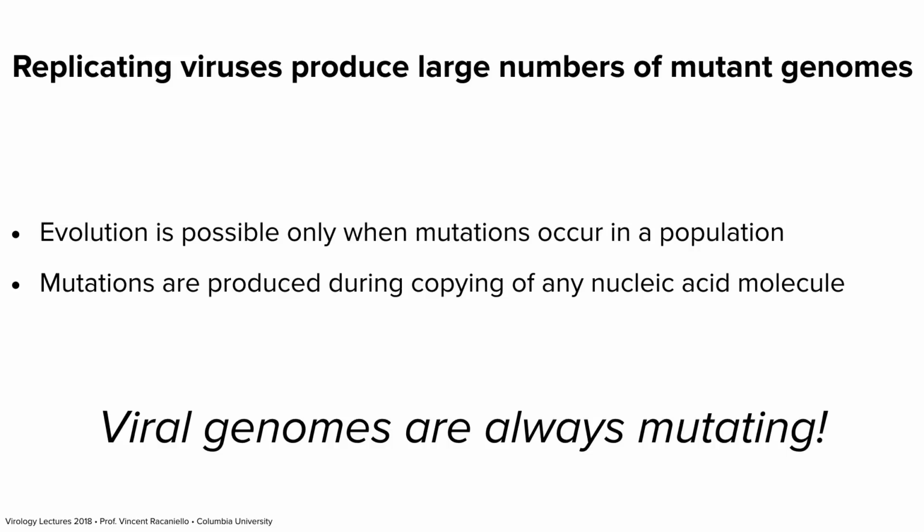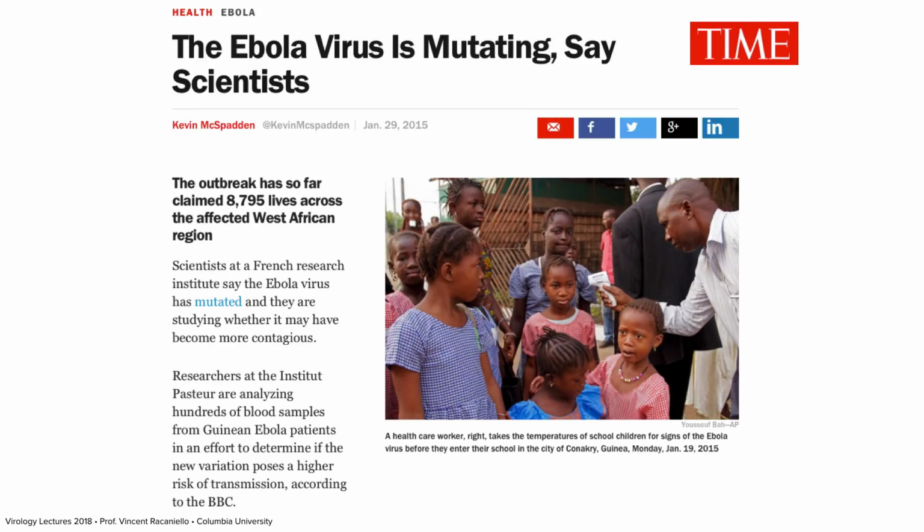Evolution is only possible when mutations occur. We're going to talk about that a lot today. Viruses mutate at every replication. That is because, as we've already mentioned, polymerases are error-prone, and that fact alone has actually been selected for, as you will see. Viral genomes are always mutating, and so it drives me crazy to see headlines like this: the Ebola virus is mutating. You can find this on a daily basis in the press for any virus. This virus is mutating, that virus is mutating.